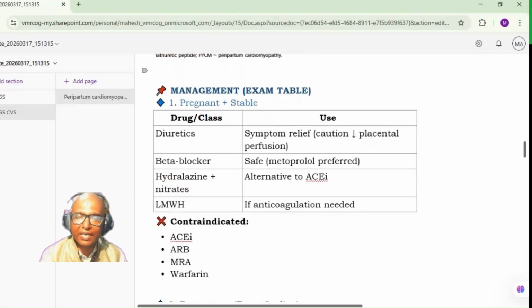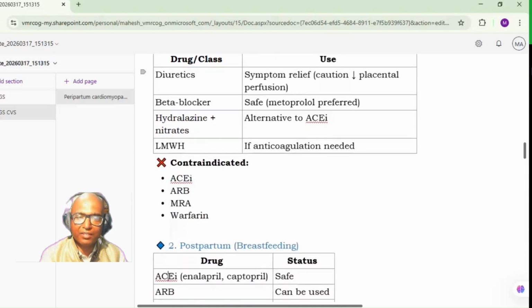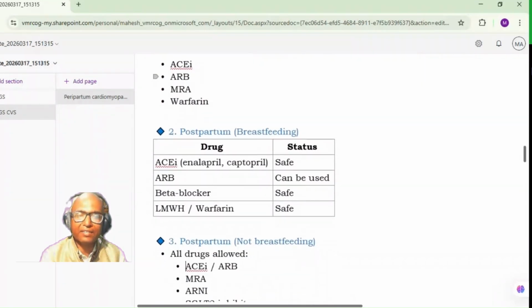Then which are the drugs which are contraindicated? ACE inhibitors, ARBs, MRA, warfarin. These are the drugs which are contraindicated.